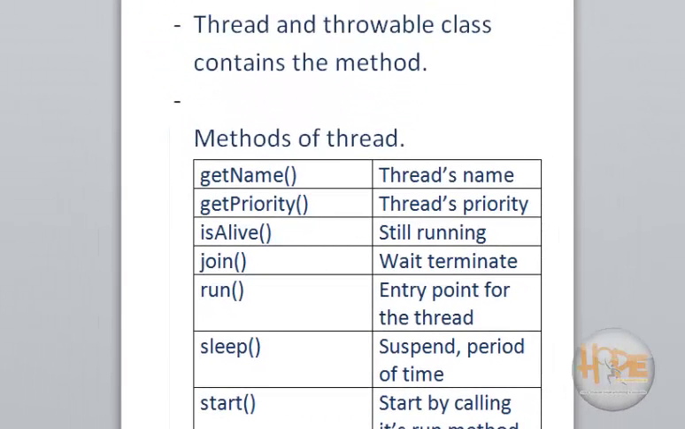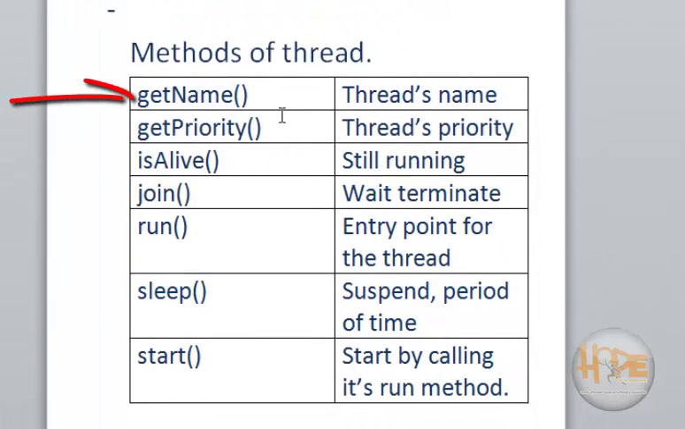Thread and Throwable classes contain many methods. Here is the list of methods. getName is used to get the name of the thread. getPriority is used to get the priority of the thread. isAlive is used to check whether the thread is alive. join is used to wait for the thread to terminate.